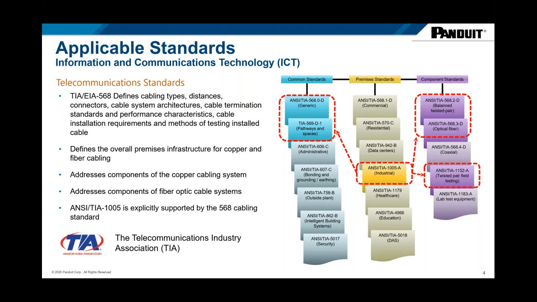TIA provides information you're probably familiar with, such as the 100-meter distance limitation on copper, 328 feet. It's part of the common standard, which is 568C. This standard also recognizes the component connector design and performance, things you may also be familiar with: Cat5e, Cat6, and Cat6a, and the fiber optic connectors.